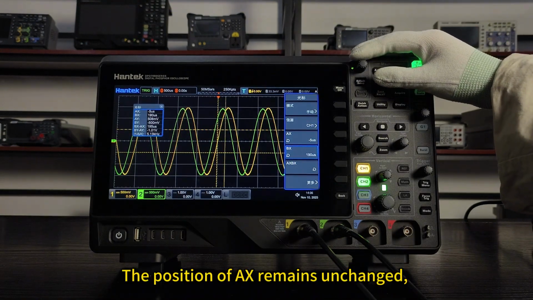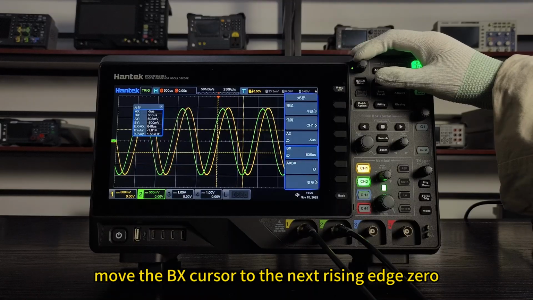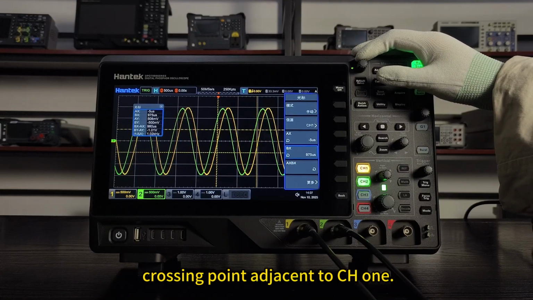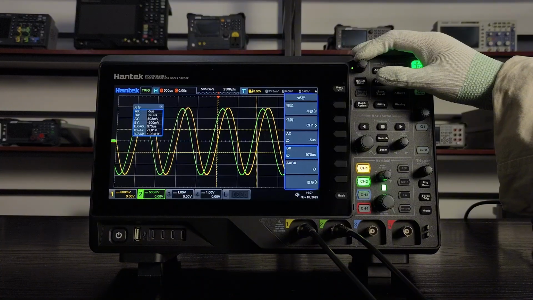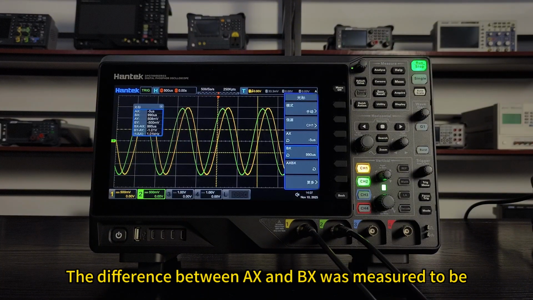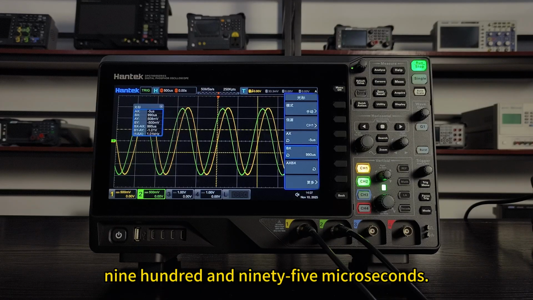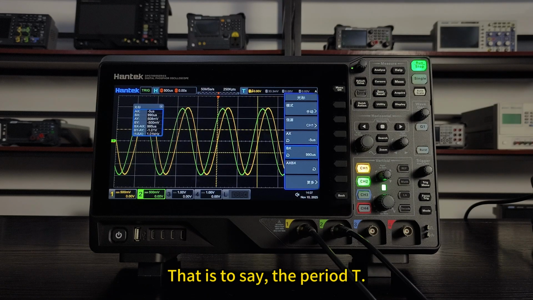The position of AX remains unchanged. Move the BX cursor to the next rising edge zero crossing point adjacent to CH1. The difference between AX and BX was measured to be 995 microseconds. That is to say, the period T.